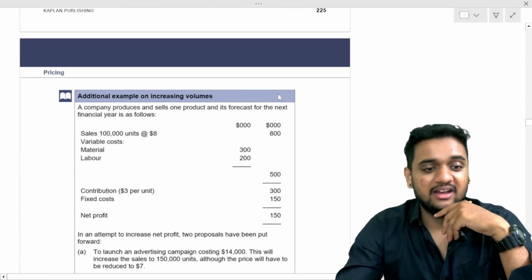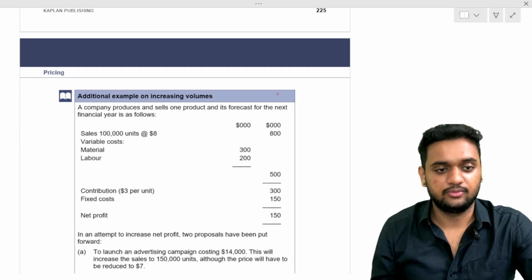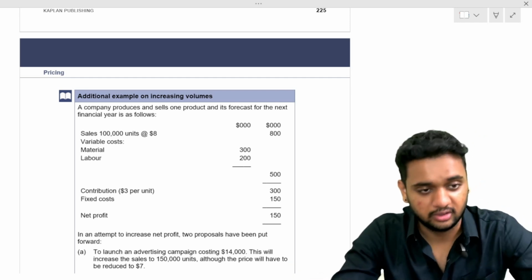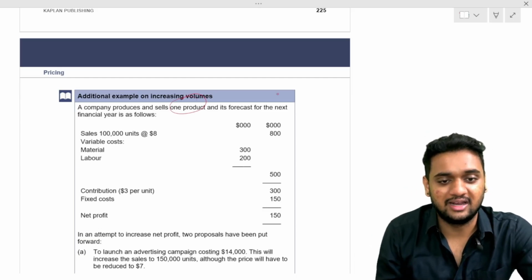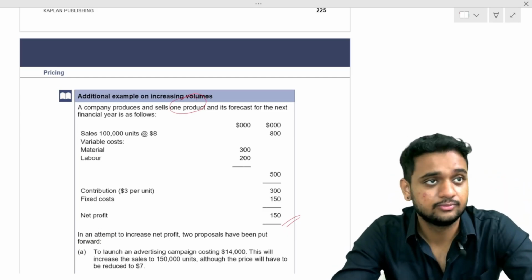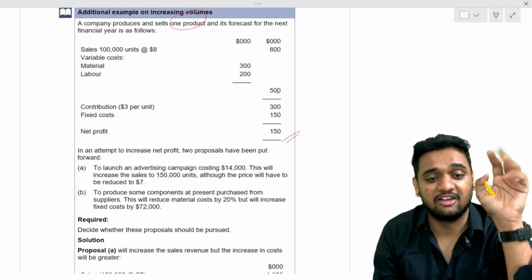Now, additional example. Come here. Sales is given to us. Variable costs are given to us. Contribution is given to us. Fixed cost, net profit. Currently, this is what the company is doing. Company produces and sells one product and it's forecasting a profit of 150,000 rupees. Okay. In an attempt to increase the profit, 2 proposals have been given to us.